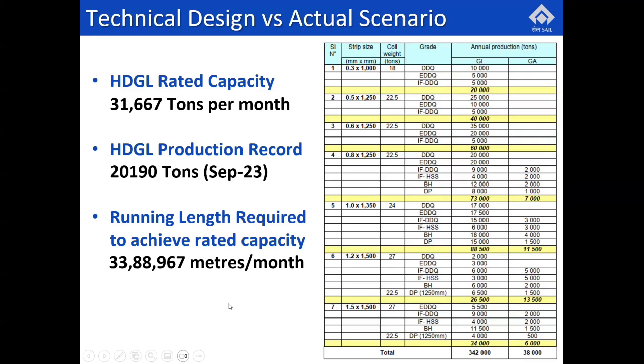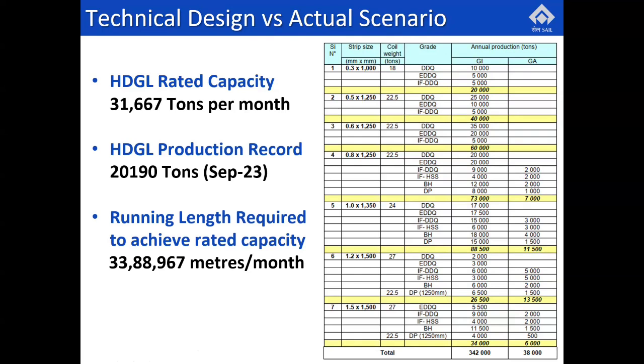I am telling this much because in various interactions with my CMO counterparts, I have been questioned that your line is designed to run 32,000 per month, but you have only reached around 20,000 per month. What is the reason? I thought it would be a good platform to share my experience, why we haven't been able to reach that level till now.